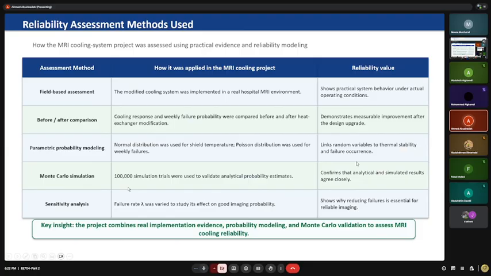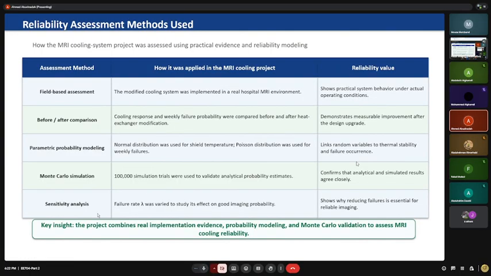Another assessment method is the Monte Carlo simulation. 100,000 simulation trials were used to validate the analytical probability estimates. The reliability value confirms that the analytical and simulated results agree with the practical results and the probability modeling.